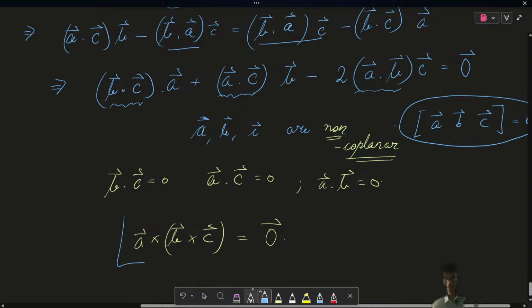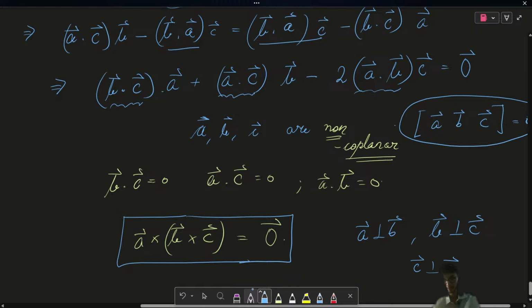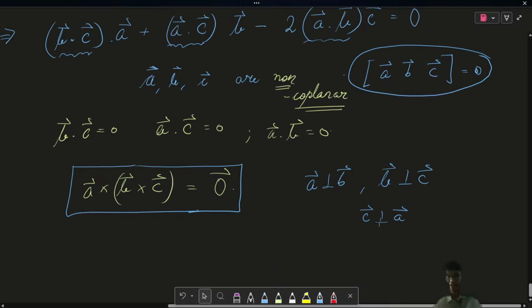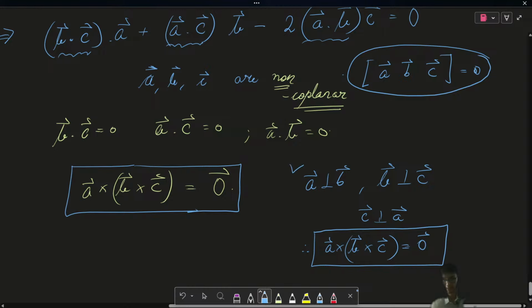Okay, and this is a very interesting identity: if my three vectors are perpendicular to each other, if A is perpendicular to B, similarly B vector is perpendicular to C vector and C vector is perpendicular to A vector, then if I try to compute A cross B cross C, this result is going to be equal to a 0 vector. Okay, so this is a very interesting result which you can keep in mind. Please take this in mind so that we can use this in questions as and when required, right?